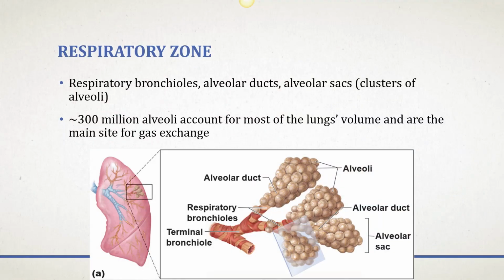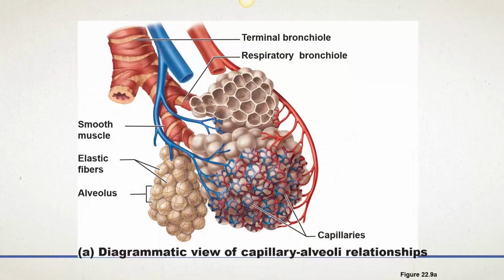The respiratory zone includes the respiratory bronchioles, alveolar ducts, and alveolar sacs. About 300 million alveoli account for most of the lung's volume, and that is the main site for gas exchange. Most of these are just other pictures or viewpoints of the alveoli so that you can understand what they really look like. So air comes in the inside of these things, and then the gases are exchanged across the capillaries that are surrounding each and every alveolus.